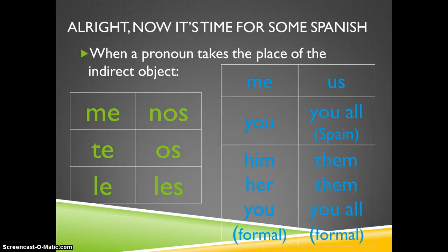So our translations: me would be me, te would be you, le could stand for him, her, or you formal, nos stands for us, you all, os is you all, and remember that's when we're in Spain, and les could stand for them or you all formal.